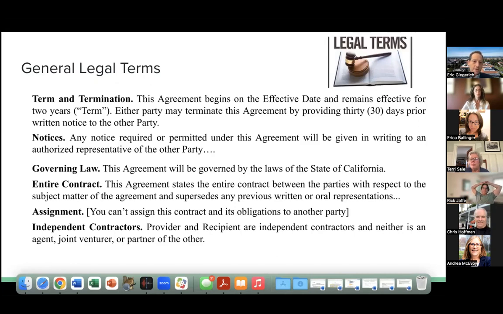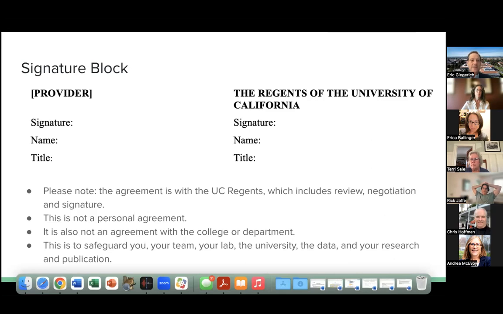Okay, these are just general legal terms. Again, signature block. So we want the regents to be the party. It's not a personal agreement. It's not an agreement with the college or department. We certainly, if the college or department is playing an important role, there's a difference between having a legal role and having a sort of PR or optics role.